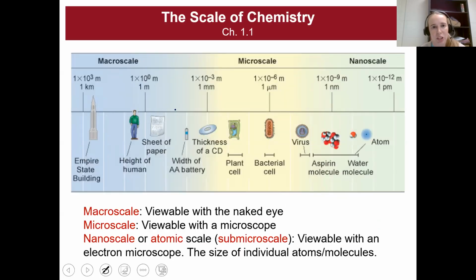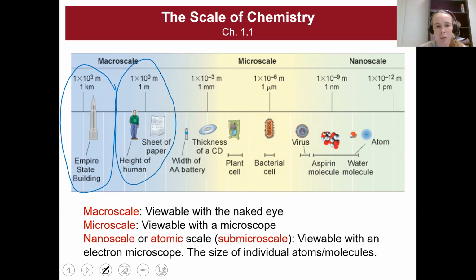Here are some different definitions and a scale for you. Macro scale is anything that is viewable with the naked eye. So the Empire State Building, really, really big. It's like a kilometer tall. A person or a piece of paper, you would think they're on the same magnitude, and they are the same order of magnitude in size, about a meter, or in the case of a sheet of paper, maybe 0.3 meters long. Those are all still viewable by the eye, macro scale.